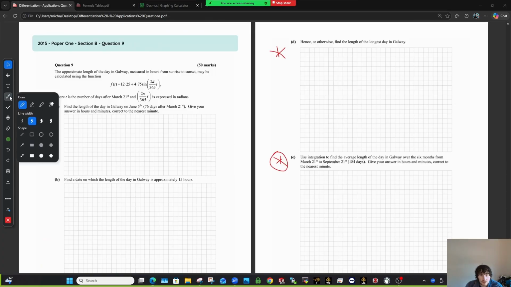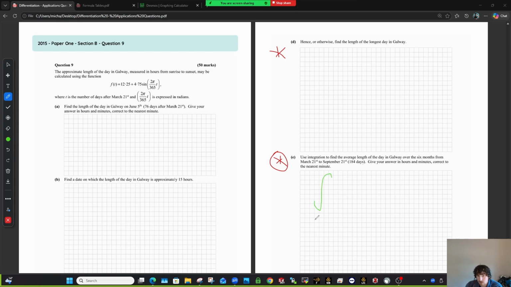Use the integration to find the average value of the day in Galway over the 6 months. So you want to do integration there, as I had up there before. Remember the average value function where we go 1 over b minus a, integral from a to b of our function with respect to whatever it is. So you'll be integrating this function, 1 over your b minus a. They're basically telling you it here over the first 6 months. So a would be 0, and then this will be 184 days, something like that.